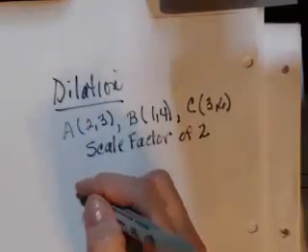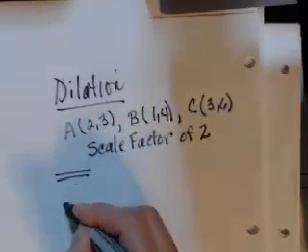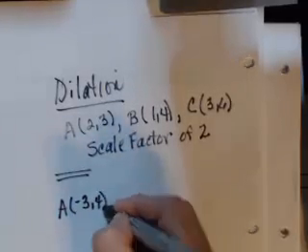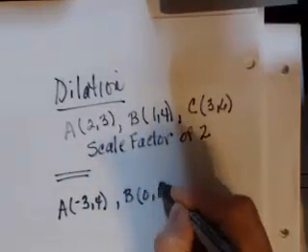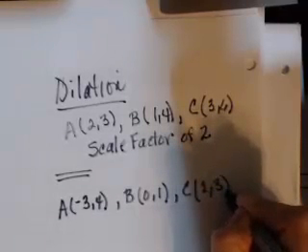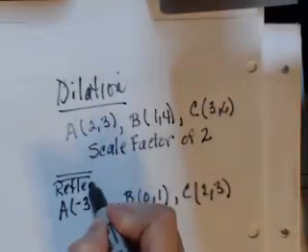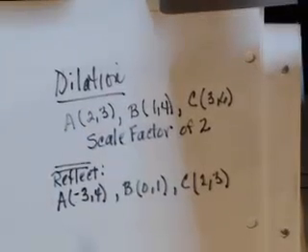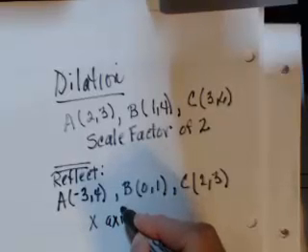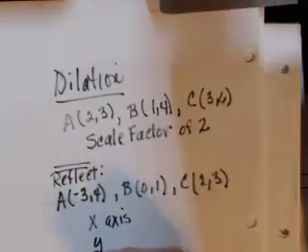I want you to take the ordered pairs for A, negative 3, 4, for B, 0, 1, for C, 2, 3. I would like for you to reflect it about the x-axis and the y-axis.